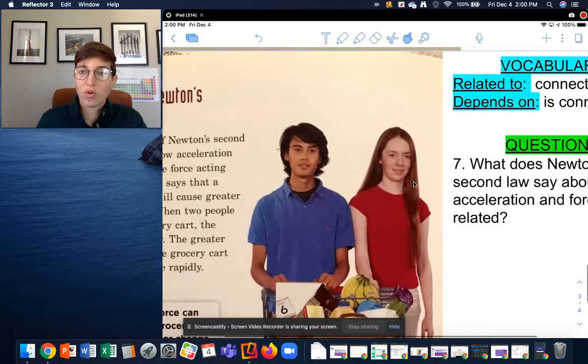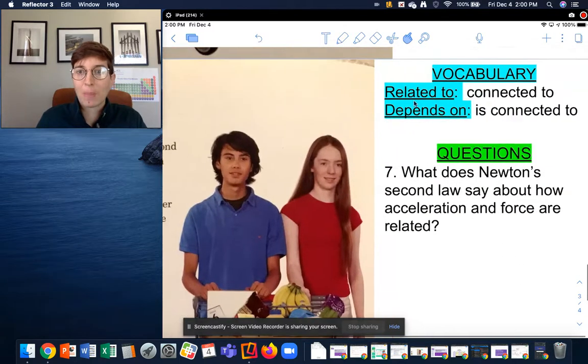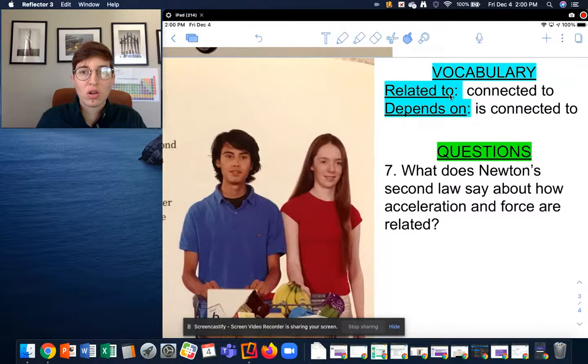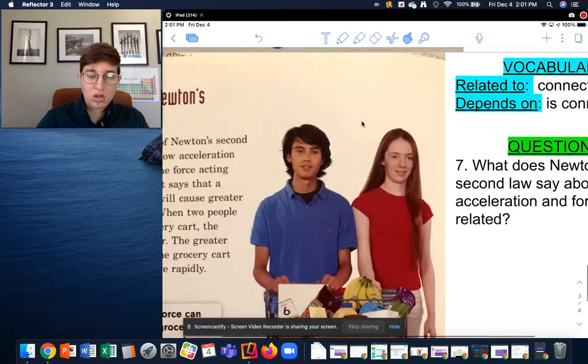So a few vocabulary words before we read. Related to means the same thing as connected to. Okay, depends on is connected to. All right.